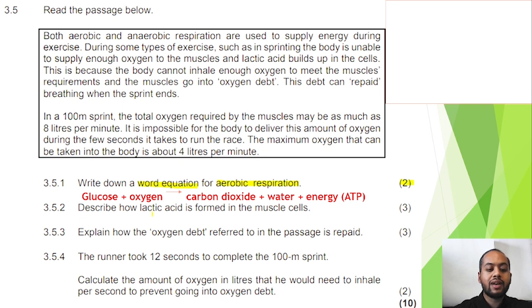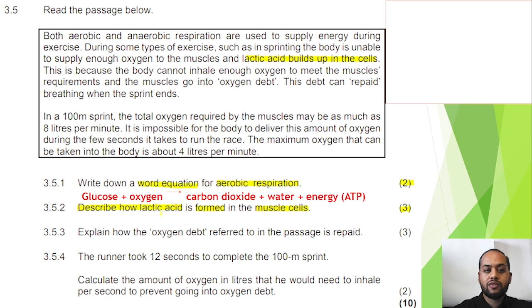3.5.2 asks us to describe how lactic acid is formed in the muscle cells, for 3 marks. Now, if we go to the paragraph, we can see it says during some types of exercise, such as sprinting, the body is unable to supply enough oxygen to the muscles, and lactic acid builds up in the cells. They are asking us to describe how lactic acid is formed. The paragraph does not give you enough information to describe how that lactic acid is formed. Therefore, you need to answer the question based on your prior knowledge.